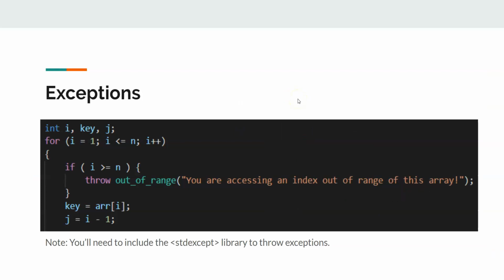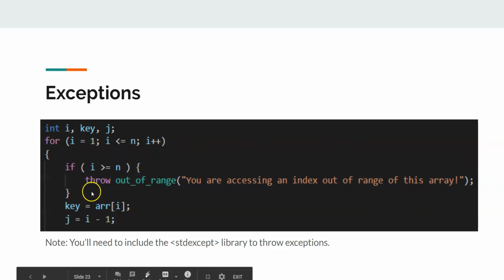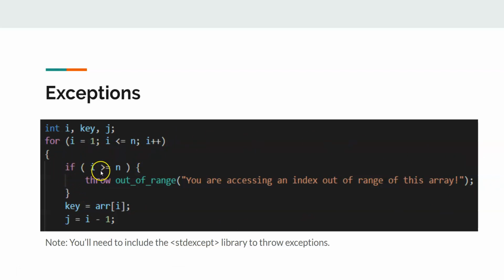So here's our code, and this time we have this really bad i is less than or equal to n. But we also have this code right here. So right here, we're checking if i is ever greater than or equal to n, which is a situation we don't want to have. And if it does occur, we simply throw an out of range error and we add a little error message to go along with it.